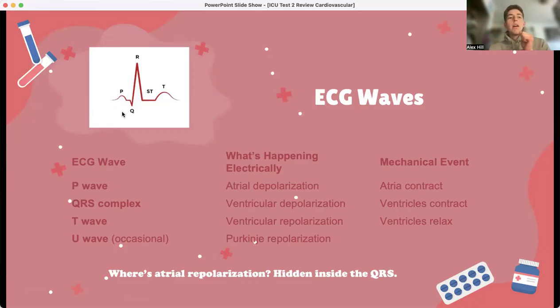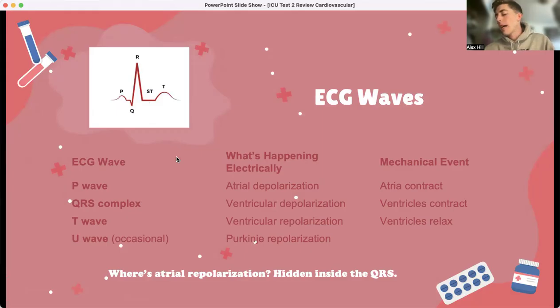So what does this show you? The P wave is the atrial depolarization. That's the SA node going to the AV node. Your QRS complex is your ventricular depolarization, and it makes sense that it's much larger because it's a larger muscle than your atria. And then the T wave is your ventricular repolarization, and your U wave, which you usually don't see, is your Purkinje repolarization. The repolarization of your atria does occur, but it happens in the middle of your QRS, and so it's hidden. That's why you don't see it.